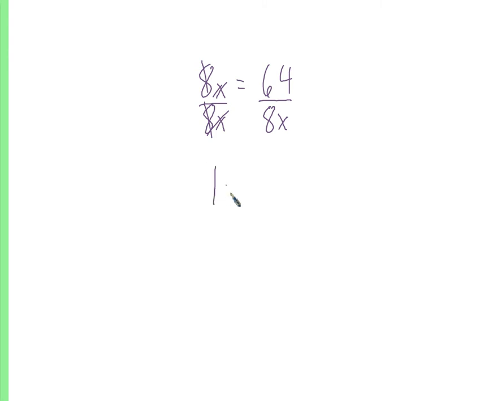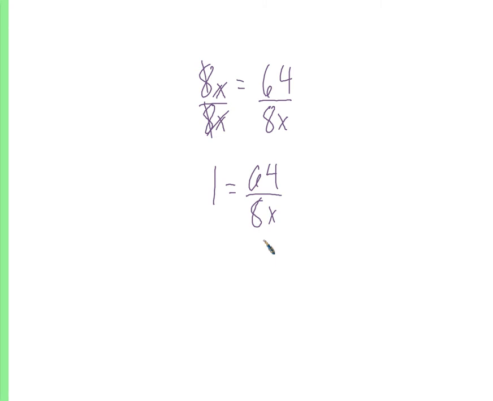It's 1 equals 64 over 8x. Still true, but now x is in the denominator. It's all kinds of messy. I really wouldn't choose to do that because now I have to deal with this x in the denominator, which is a whole new deal. What do we do about that?